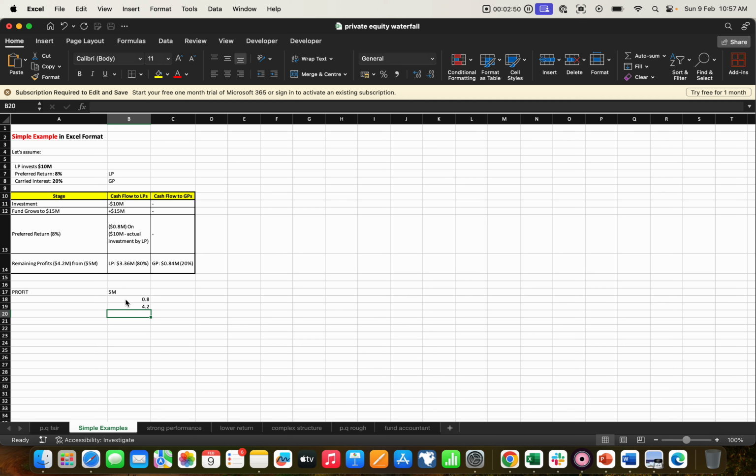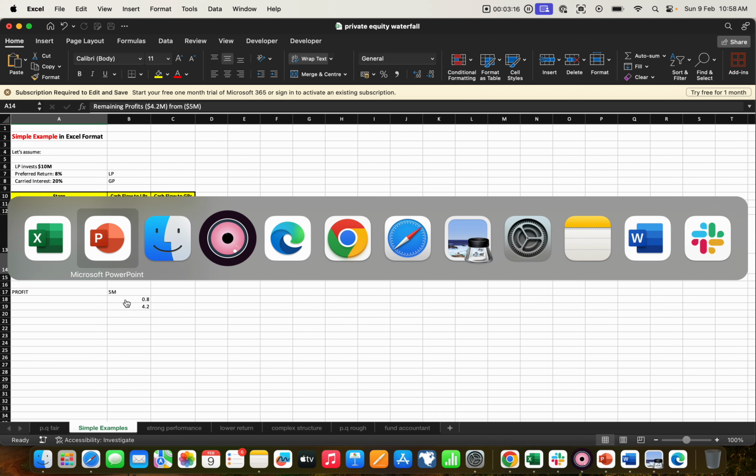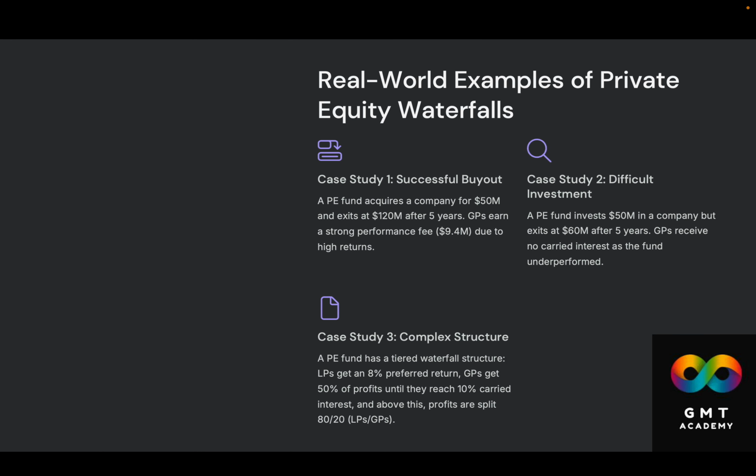If you calculate this, 4.2 multiplied by 80%, you will get 3.36 million, and the remainder goes to the GP. So this is how the calculation has been done. So we have designed one simple example. Now I am moving to the scenario part. What scenarios are there? Okay, so the first scenario is a successful buyout.